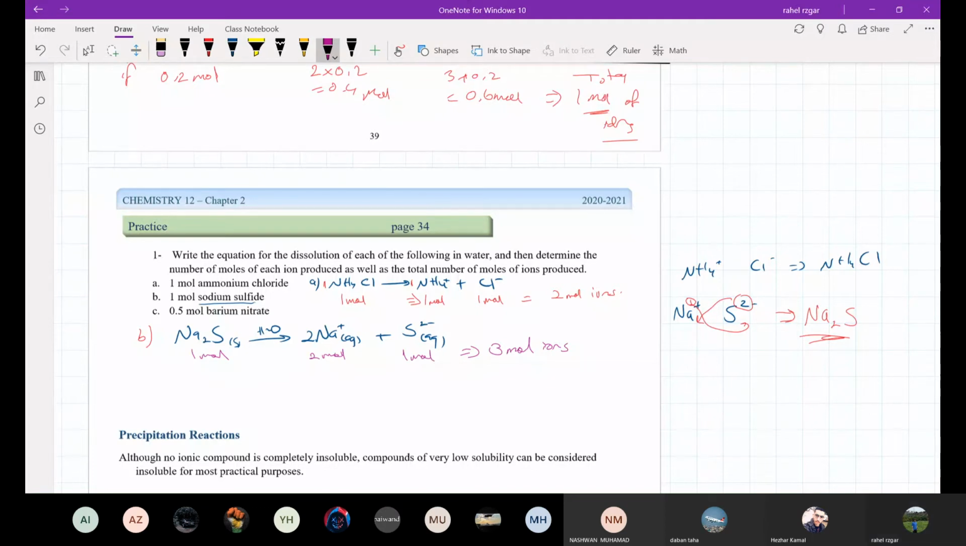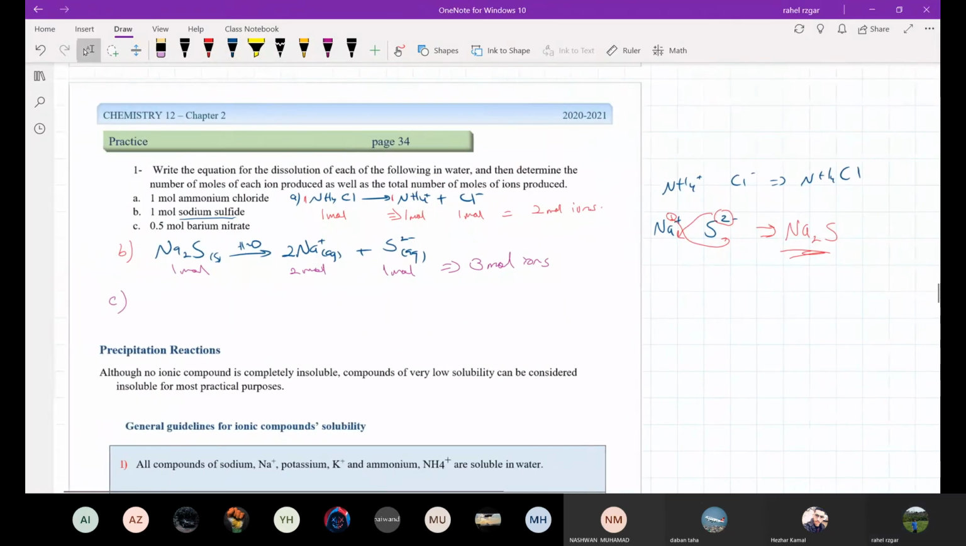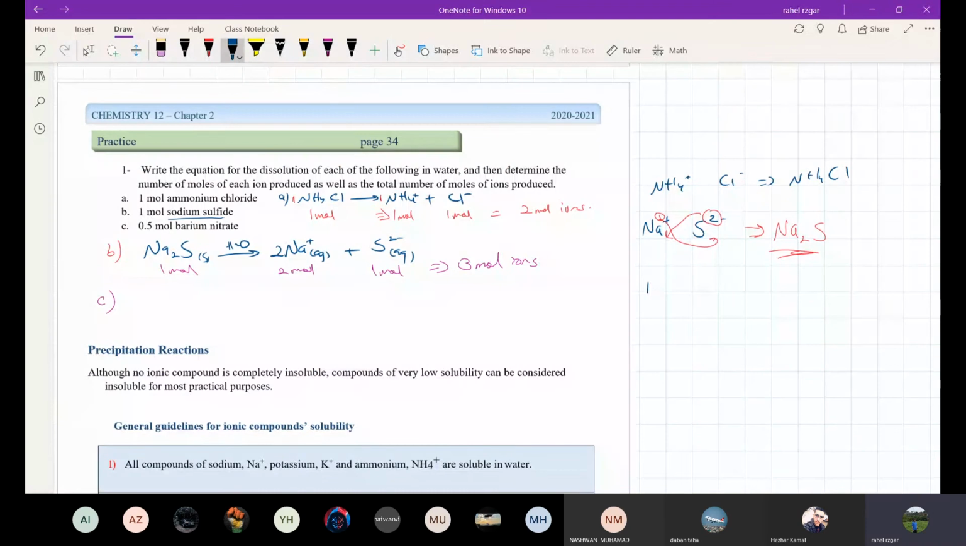All right. C. Barium nitrate. Now, barium is 2 plus. Nitrate is negative. Together, the 2 gets in front of the NO3. In that case, Ba, which is 1 here, the 1 gets here, not a problem.